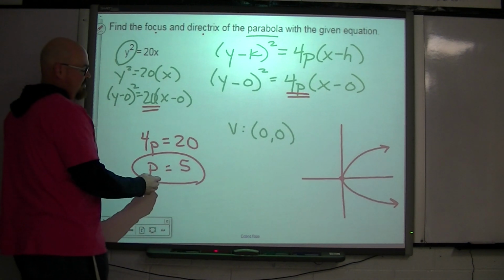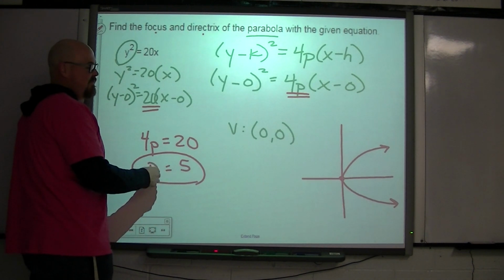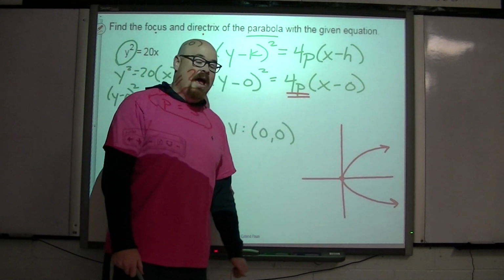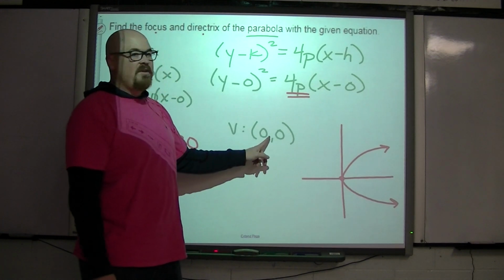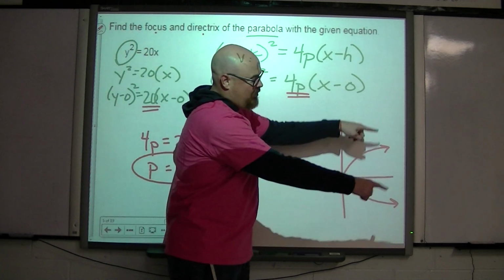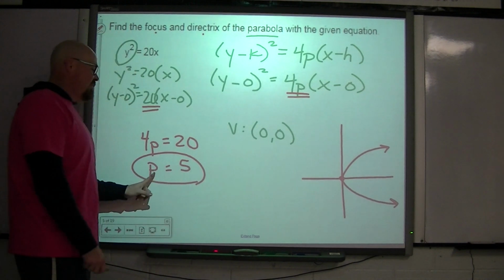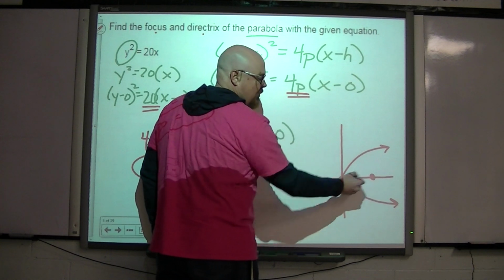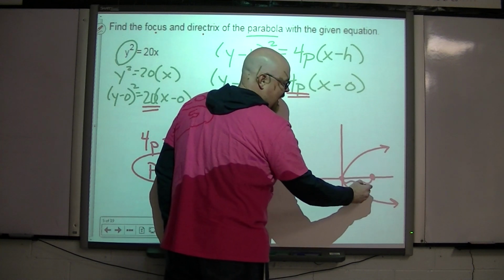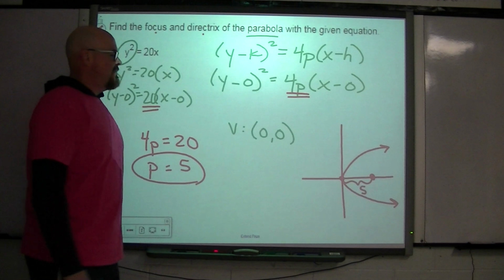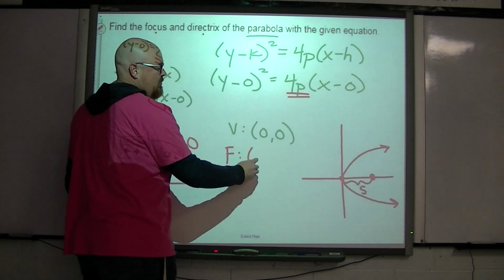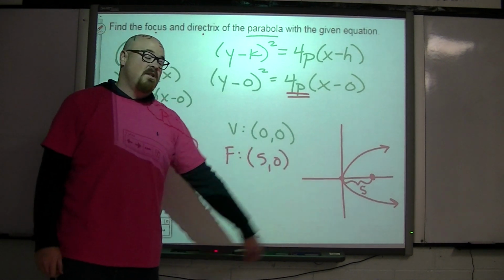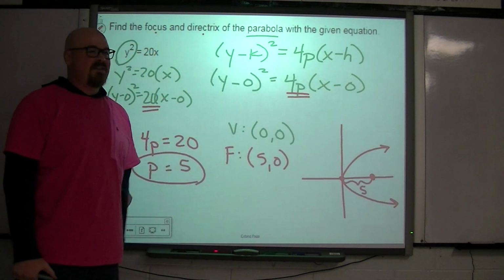Now remember the definition. P is the distance from the vertex to the focus. And the focus is inside the parabola. So since I know where the vertex is, and I know that the parabola opens to the right, and I know that the focus is 5 units away, I'm putting the focus in line with the vertex 5 units away. And if the vertex is at 0, 0, that focus must be at 5, 0, right? The x-coordinate changed 5 units to the right. So we know the focus is at 5, 0.